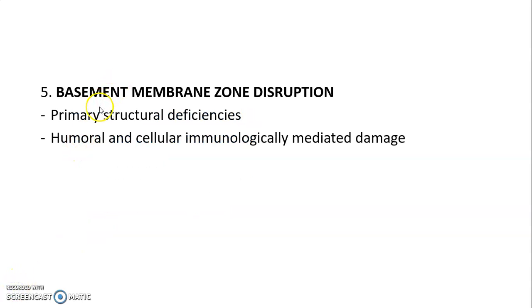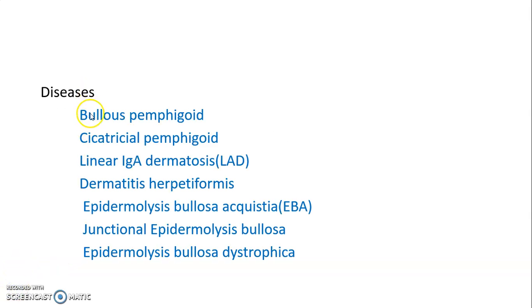And the last mechanism for blister formation is basement membrane zone disruption, either due to primary structural deficiencies or humoral and cellular immunologically mediated damage. The diseases are bullous pemphigoid, cicatricial pemphigoid, linear IgA dermatosis, dermatitis herpetiformis, epidermolysis bullosa acquisita, junctional epidermolysis bullosa, and epidermolysis bullosa dystrophica.